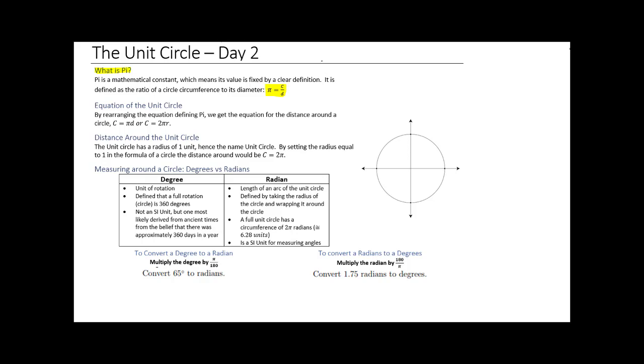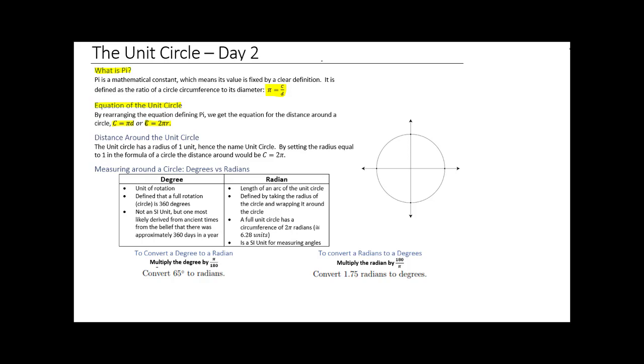So like we just said, we can rearrange that to find the equation of a circle. By rearranging that first equation, we can say the circumference is equal to pi times the diameter. Or, since the diameter is just 2 times the radius, we can write it as 2 pi times the radius.